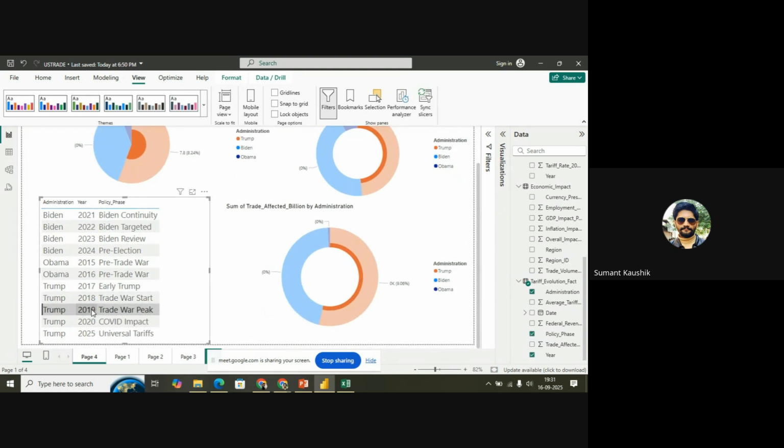In 2019, when the trade war peaked, it went to 7.8%. So from 17 to 18, it rose by double, from 3.1 to 7.4. In 2019, it went to 7.8. And then in 2020, the phase of COVID, it went to 7.5. So starting from 7.4, then 7.8, and in COVID, it was 7.5.